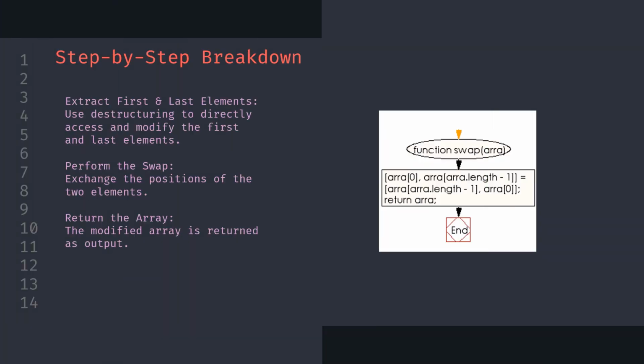Here's how the function works. First, we use array destructuring to access and swap the first and last elements. The swapping happens in one step, eliminating the need for a temporary variable. Finally, the modified array is returned as the result. This logical flow ensures efficiency and simplicity in our solution.